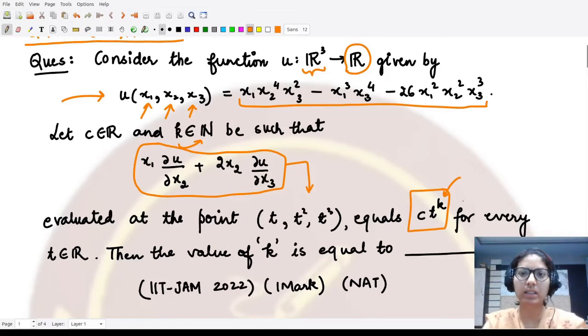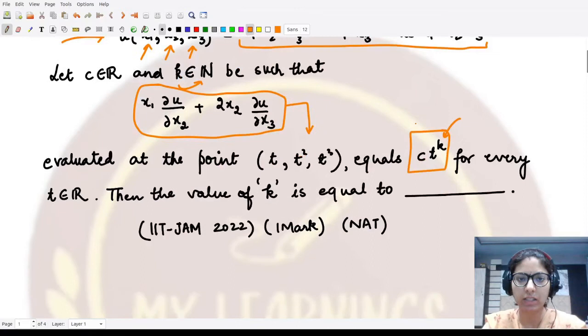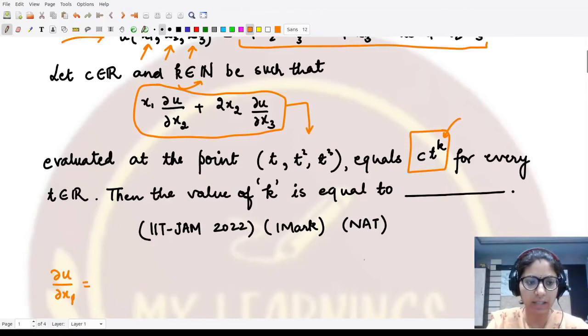In order to solve this question, this is a very simple question. If you know how to calculate the partial derivatives, then you are done. And because the expression u is given to be somewhat typical with lots of powers here, you have to make the calculations quite attentively, right? So let's start by first calculating del u by del x2 and then del u by del x3. So we have to calculate both of these things.